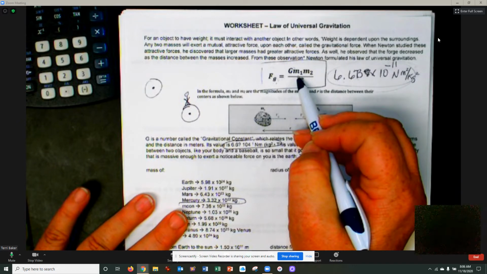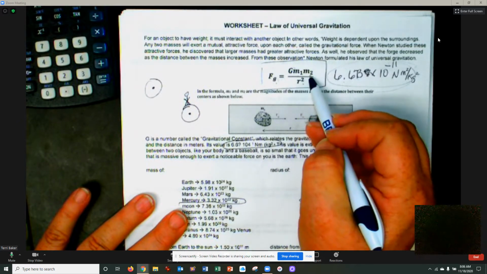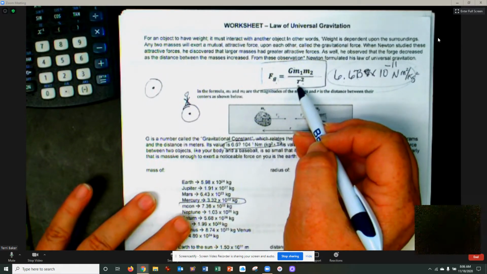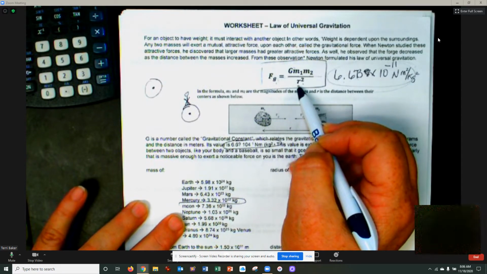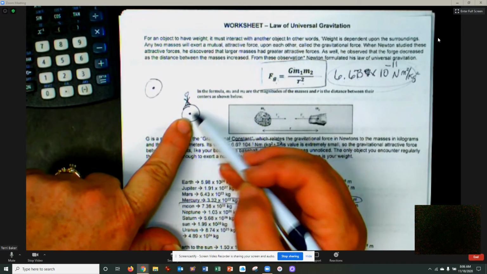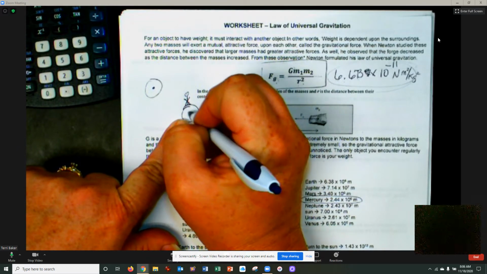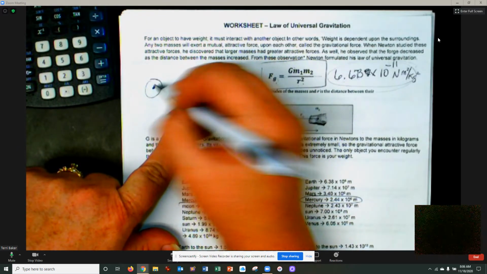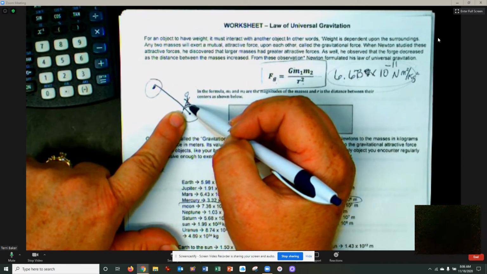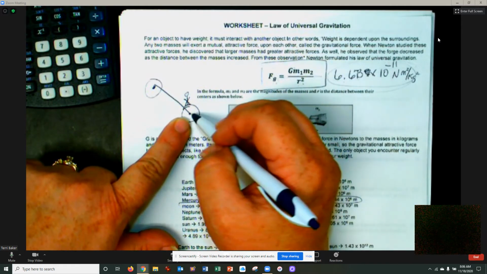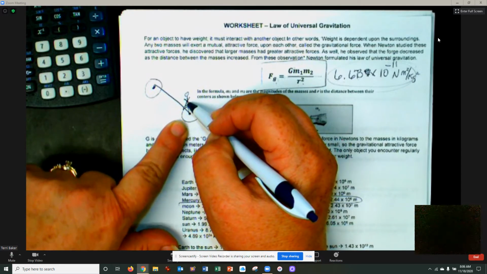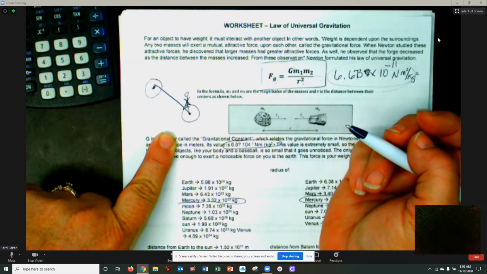It is multiplied by the mass of the first object, multiplied by the mass of the second object, divided by the distance between the centers of the two objects squared. So if you have two planets, it's the distance between the center of the first planet and the center of the second planet. If somebody's standing on the surface of a planet, it's going to be from the center of the planet to the center of the person. This is the distance we're looking for.